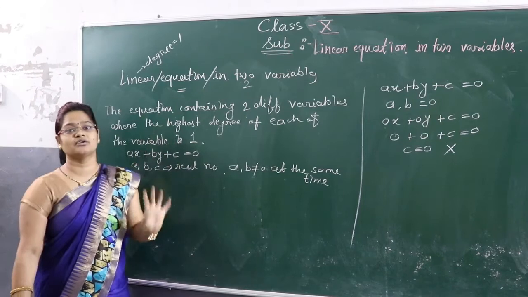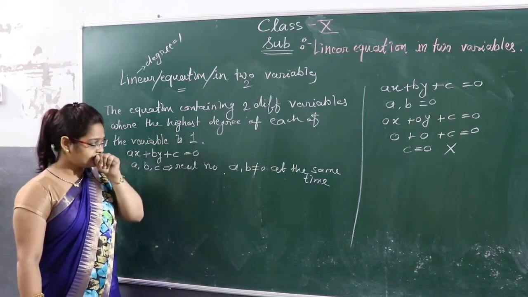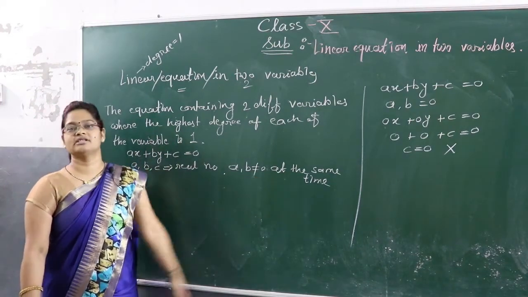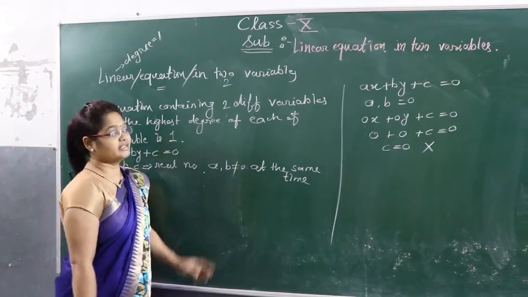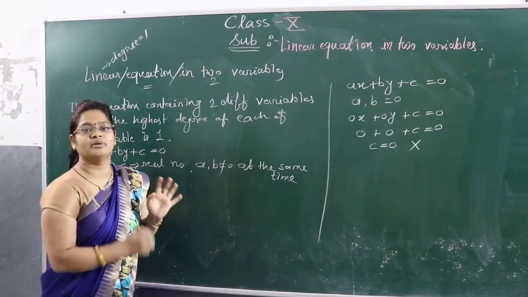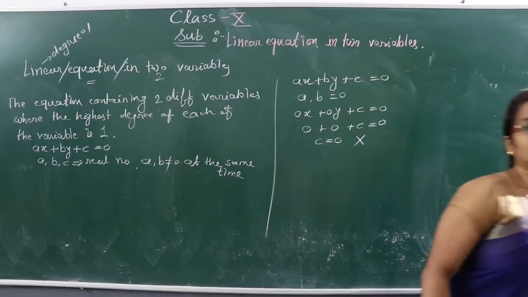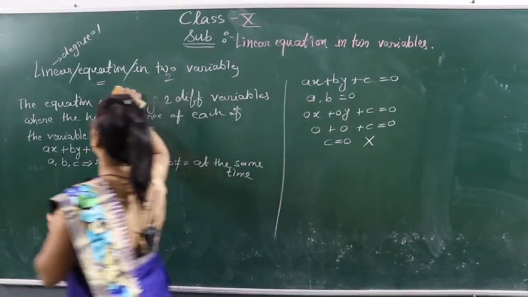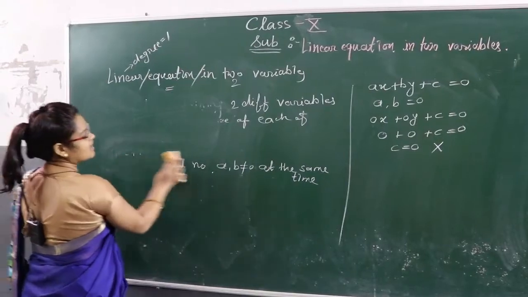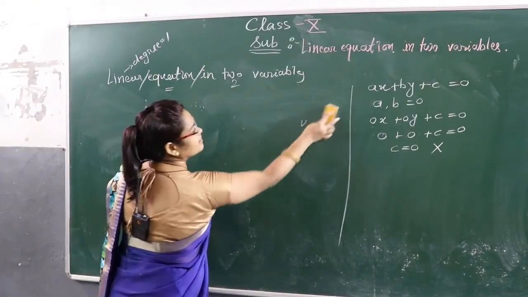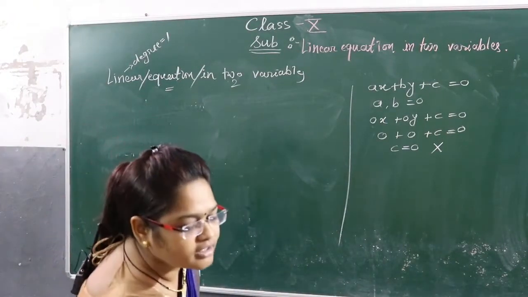It should contain two different variables, and a and b should not be equal to 0 at the same time, and the degree of each of the variables should be equal to 1. The highest degree of each of the variables is equal to 1. Now we will see some questions and we will decide whether they are linear equations or not.